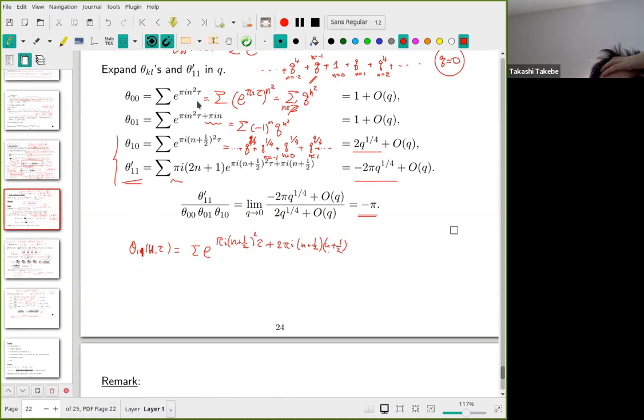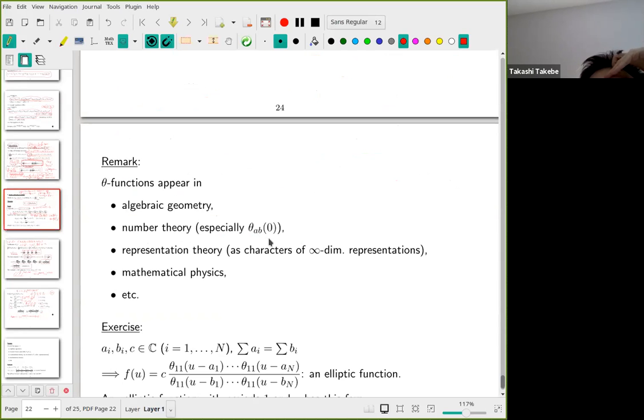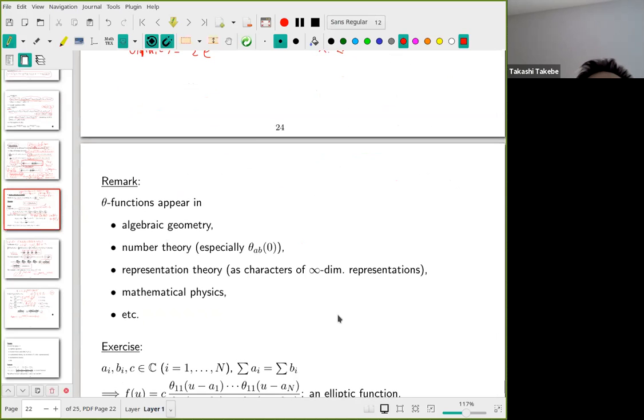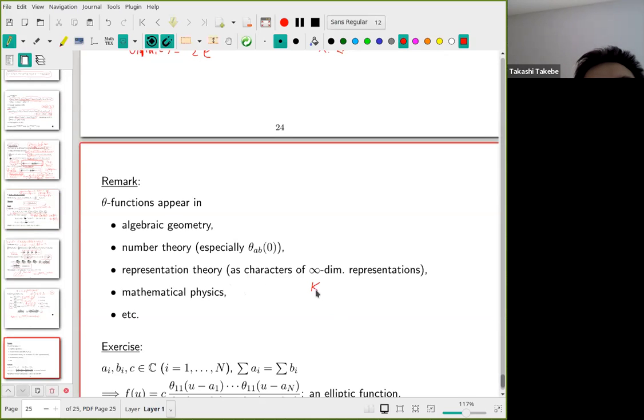In number theory, actually, such q expansions of zero values of theta are very important. We can, for example, count the number of solutions of certain Diophantine equations. In representation theory of, for example, Kac-Moody algebra, if you are familiar with integrable systems, or probably you have heard about Kac-Moody algebras.